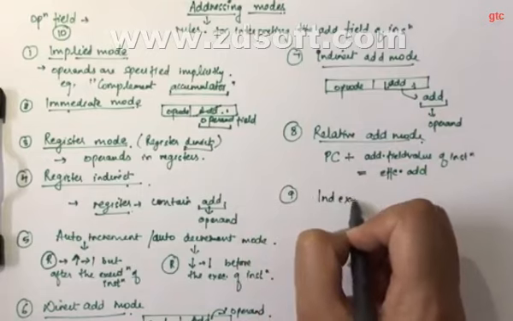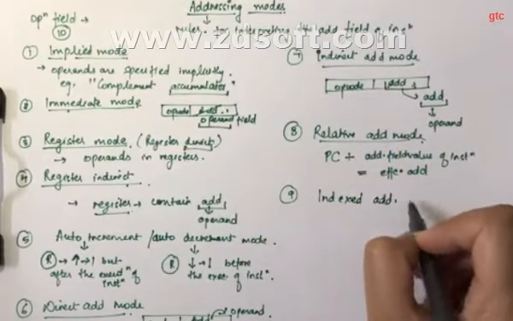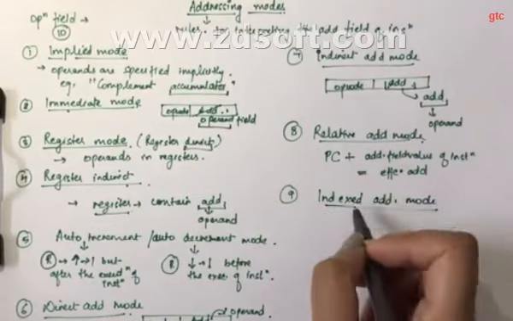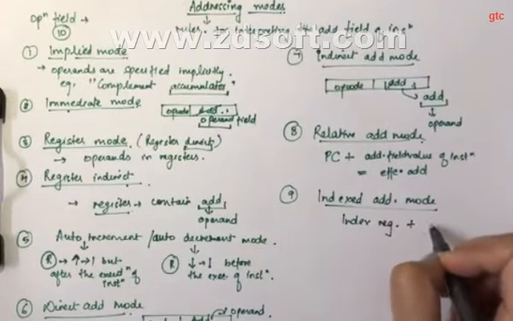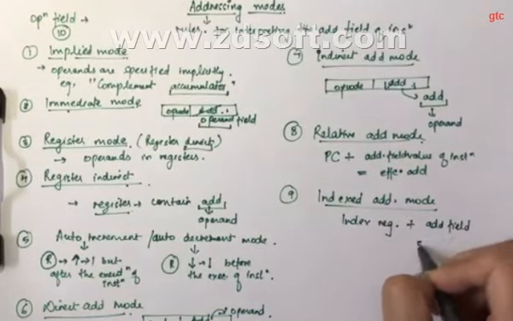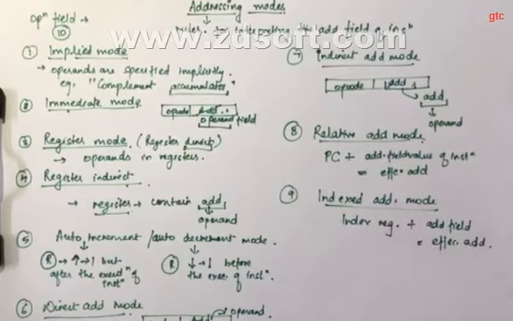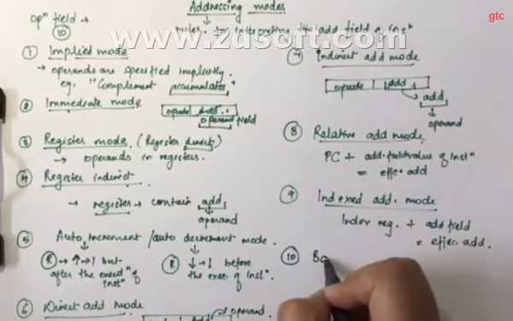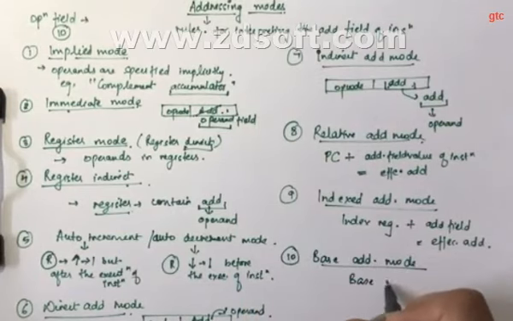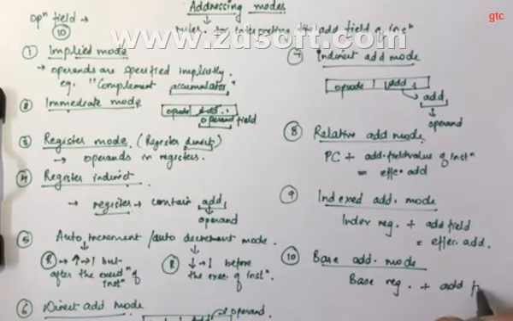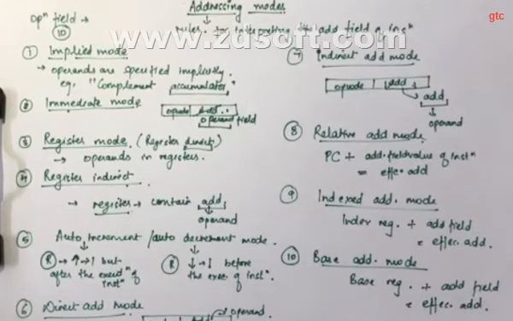Next is the indexed addressing mode. In this case, instead of PC, the value of index register will be added to the address field, giving you the effective address. Last is the base address mode. Here the value of base register is added to the address field, giving you the effective address, and as you know, effective address will point towards the operand. So these were the different addressing modes that we had to study.